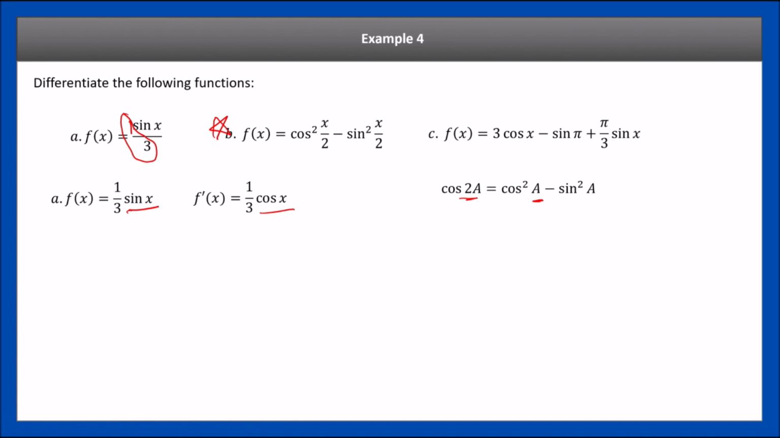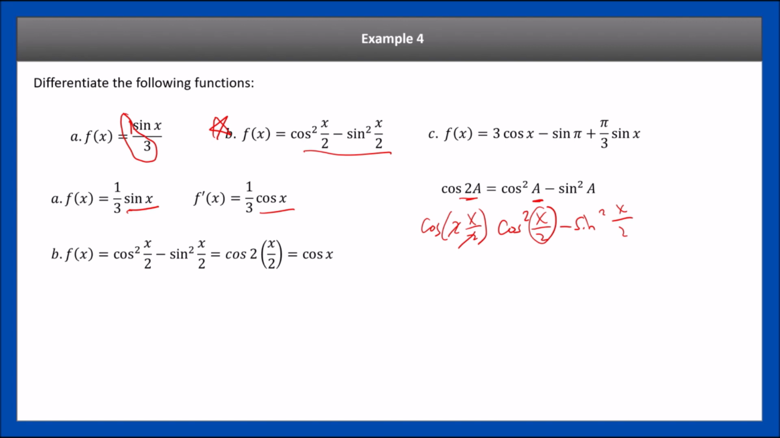So for example, in this example, because we have cosine squared of x over 2, then that means this is my a, which means that 2a is 2 times that. But guess what? The 2's cancel, so we get cosine of x is equal to cosine squared minus sine squared. That's exactly what we got here, right? That's exactly what we're going to do. So this actually turns into cosine of x. And then you can take the derivative of cosine of x. It's a pretty interesting trick, right?